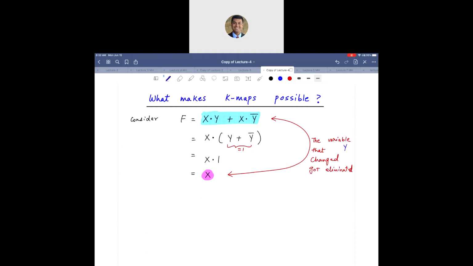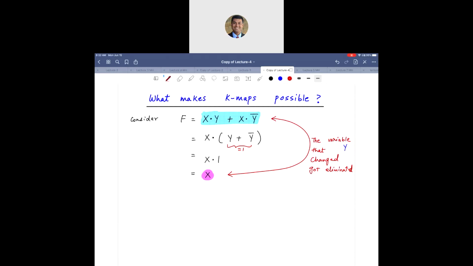So between the two product terms, we had y and y complement. X was remaining the same. So one variable was changing, one variable was remaining the same. So when you simplified it, you simply had the variable that remained the same. The variable that changed got eliminated. This is the underlying Boolean algebra that supports K-maps. In fact, we leverage that when we use K-maps.